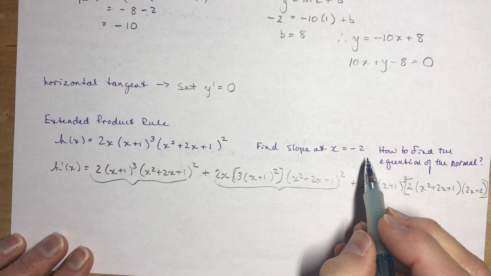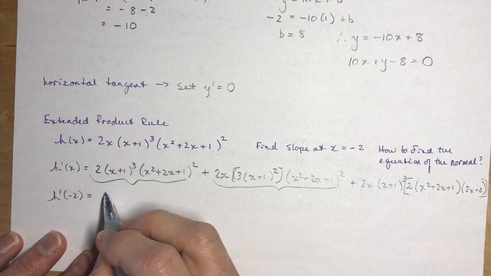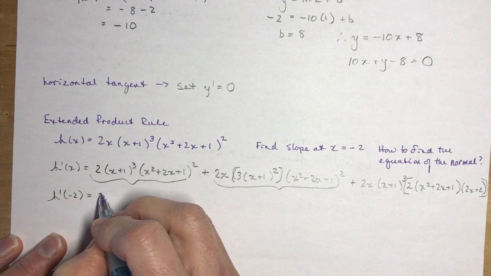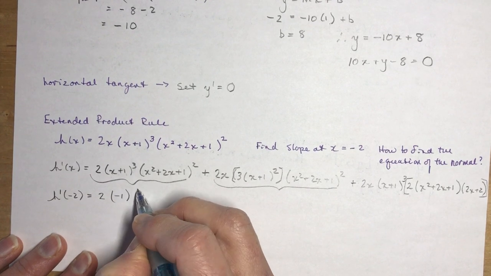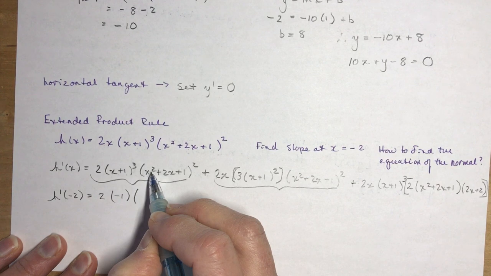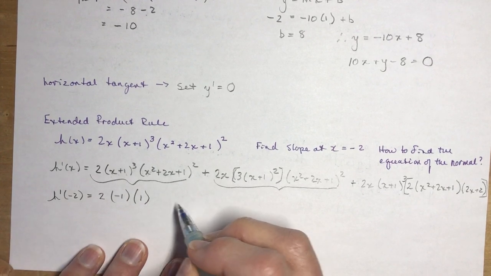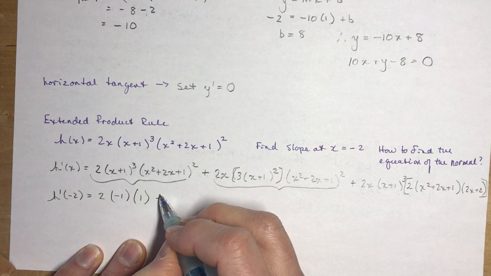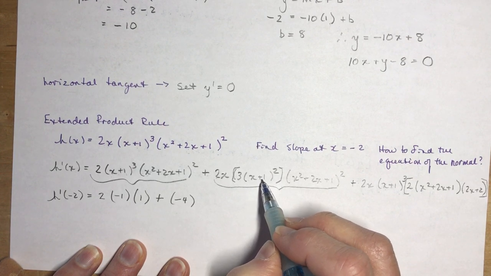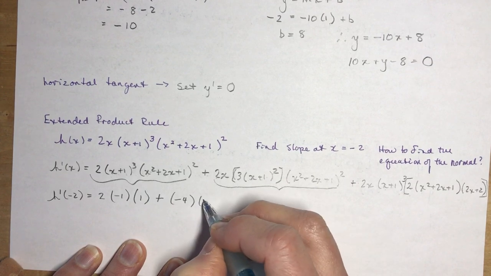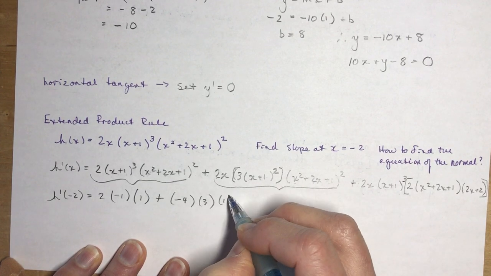Okay, so it says find the slope at x = -2. So I want to know what h'(-2) is. You have to be really careful here as you're plugging all these in. I'm going to plug in and do each of the brackets. So I have 2, and then -2 + 1 is -1, cubed is -1. Done. Next one: (-2)² is 4, plus -4, that's 0, 1 squared, 1. Moving along, I have 2 times -2, so -4. I put in -2 here: -2 + 1 is -1, squared is 1, times 3 is 3. Then (-2)² is 4, minus 4 is 0, plus 1 squared, that's just 1 again.